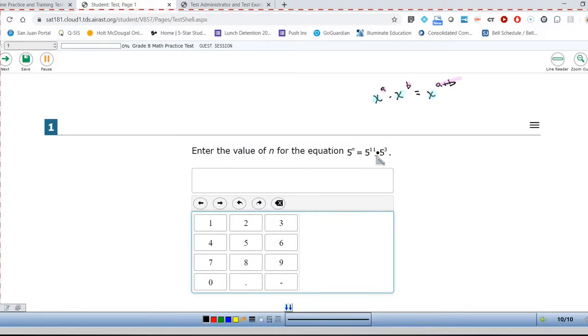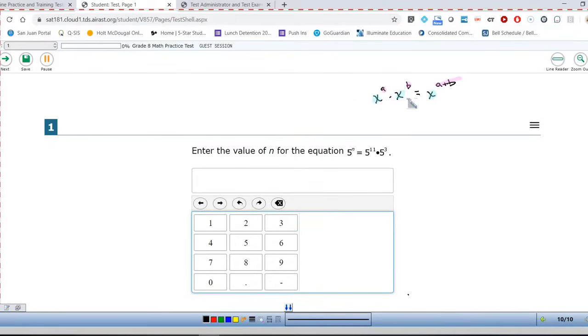I've got to be honest with you, many times my students would do this problem and they would go 5 times 5 is 25 and 11 times 3 is 33, and they would say the answer is 25 to the 33rd, which doesn't make sense if you think about it, because that would be 25 times 25 times 25 all the way up 33 times, and that would be way too big.